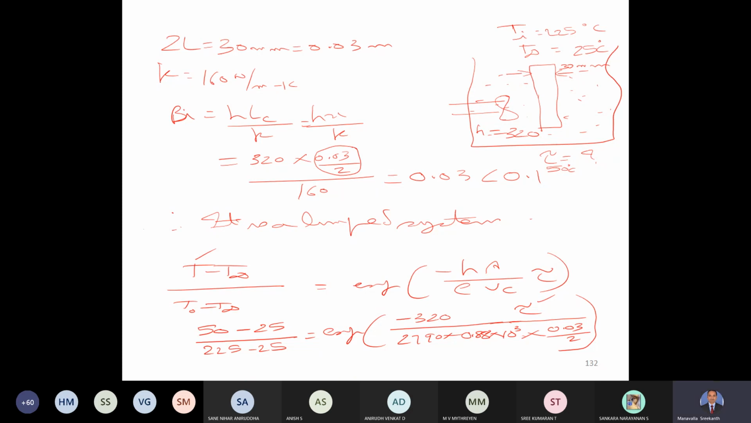How much is that? Whatever the value of tau you get will be in seconds, and that will be the time taken for this particular aluminum plate to reach 50 degrees Celsius.